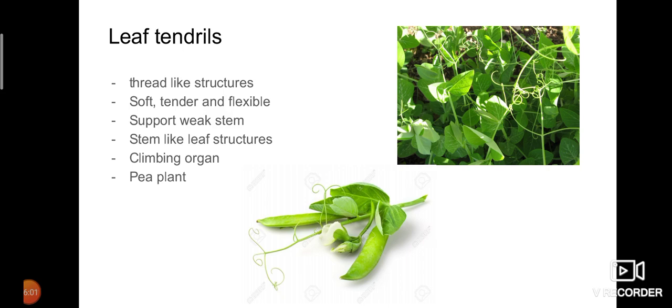The best example is the pea plant, peas. If you see the pea plant, you can find the tendrils easily. So leaf tendrils are one of the modified leaves. They are very soft, tender and flexible. What is the main function? It gives additional support to the weak stem.